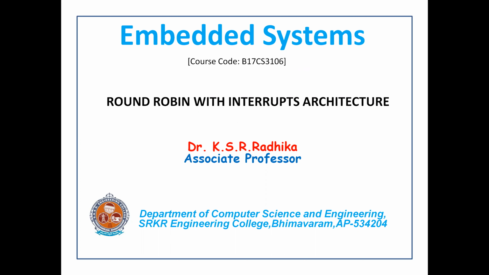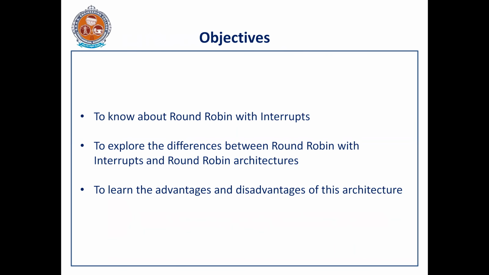In the previous session we already saw the round robin architecture. In this session we are going to learn about the round robin with interrupts architecture. The objectives of today's session are to know about round robin with interrupts architecture, to explore the differences between round robin with interrupts and round robin architectures, and also to learn the advantages and disadvantages of this architecture.